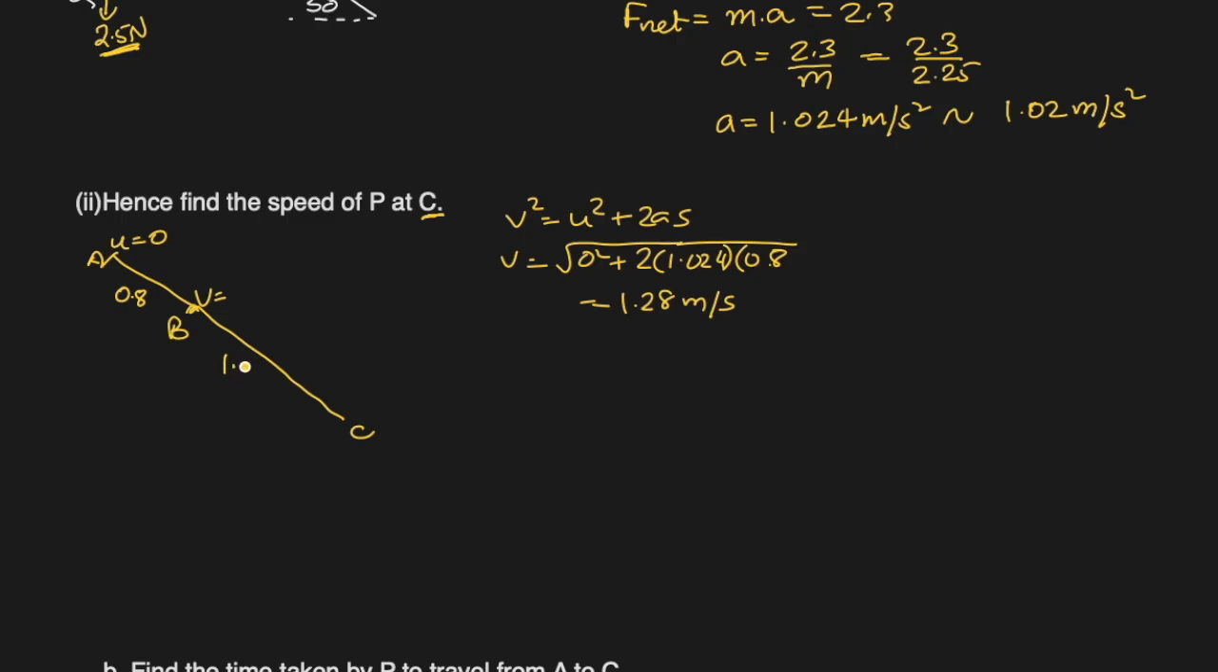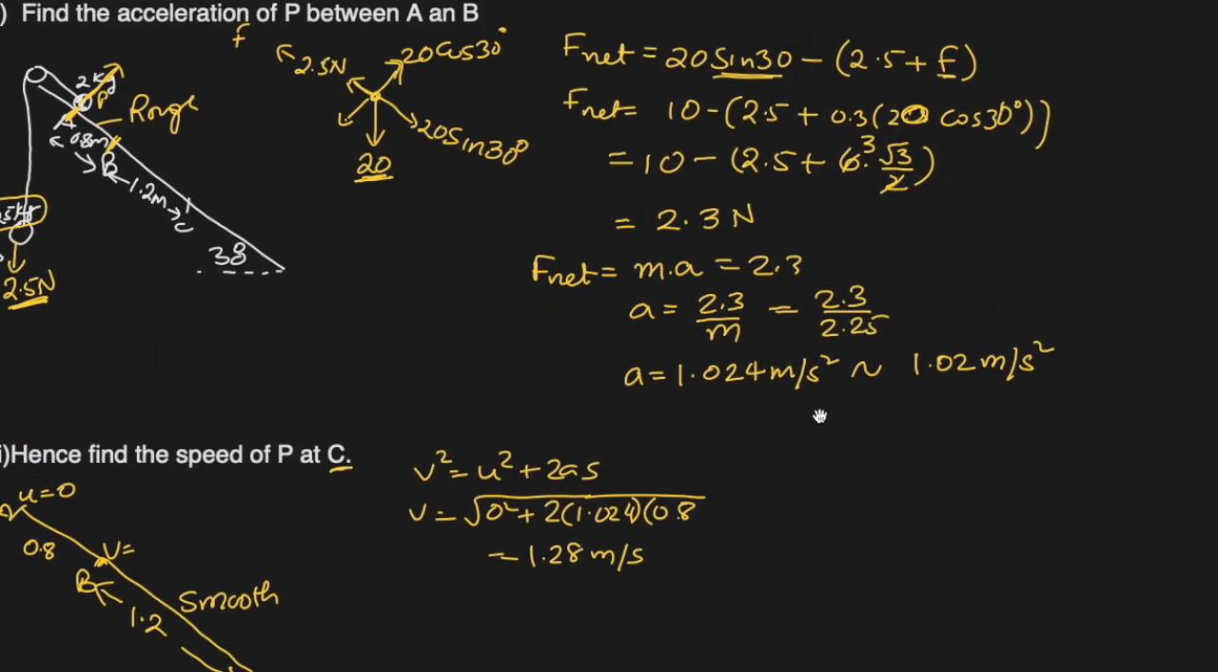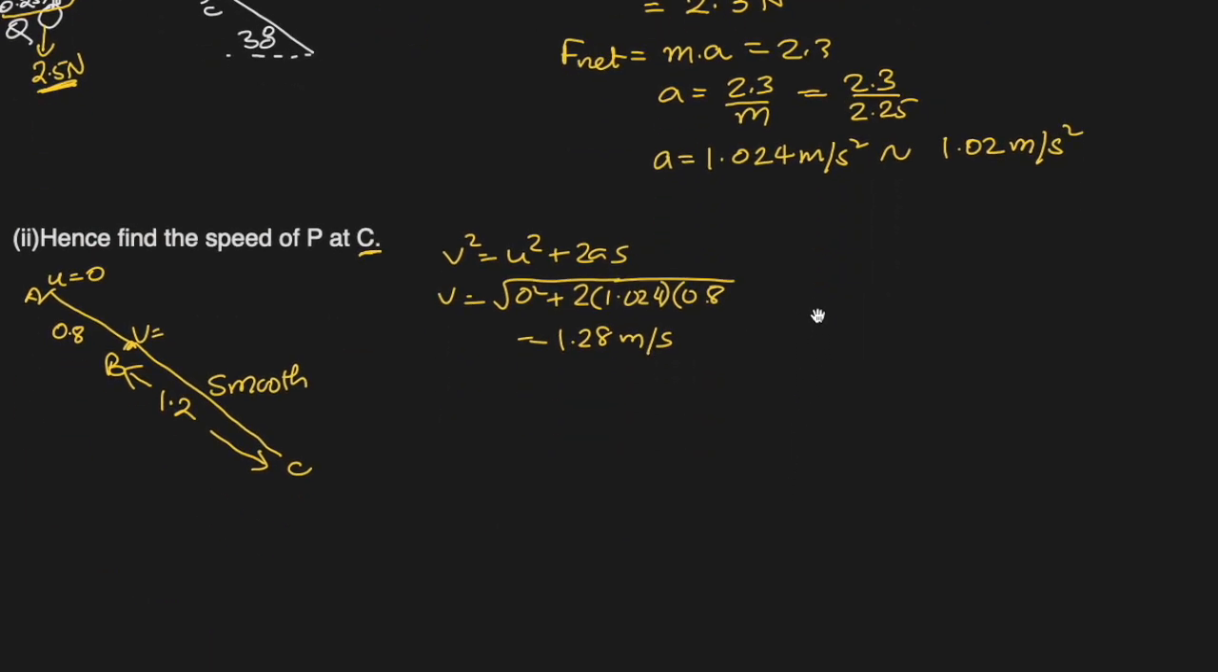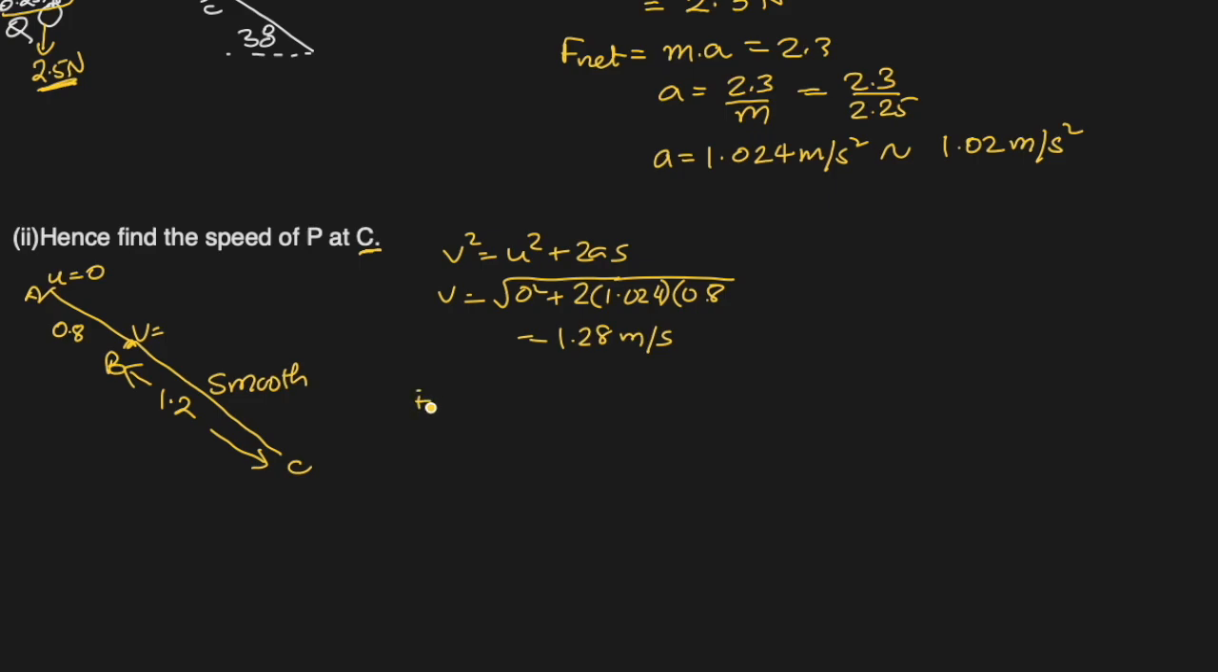Now, the next distance from B to C is 1.2 meters, but this surface is smooth. That means the acceleration will be more in this case. Why? Because one force has reduced, the frictional force. We will have just F net equal to 10 minus 2.5. That's it. No friction. So first let's find F net, which will be 10 minus 2.5 equal to 7.5 newtons.